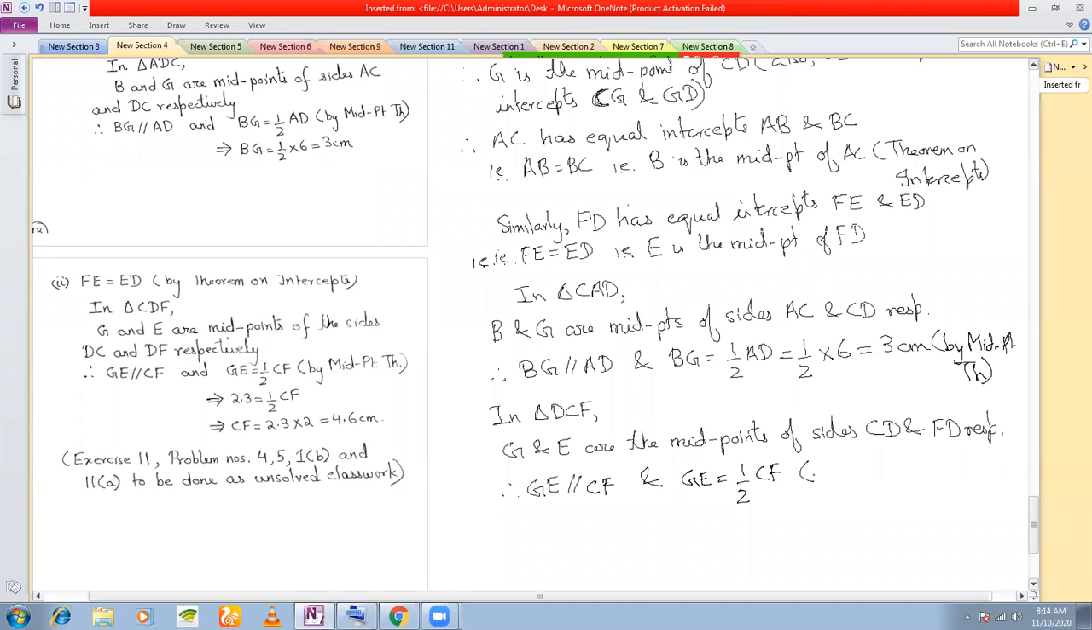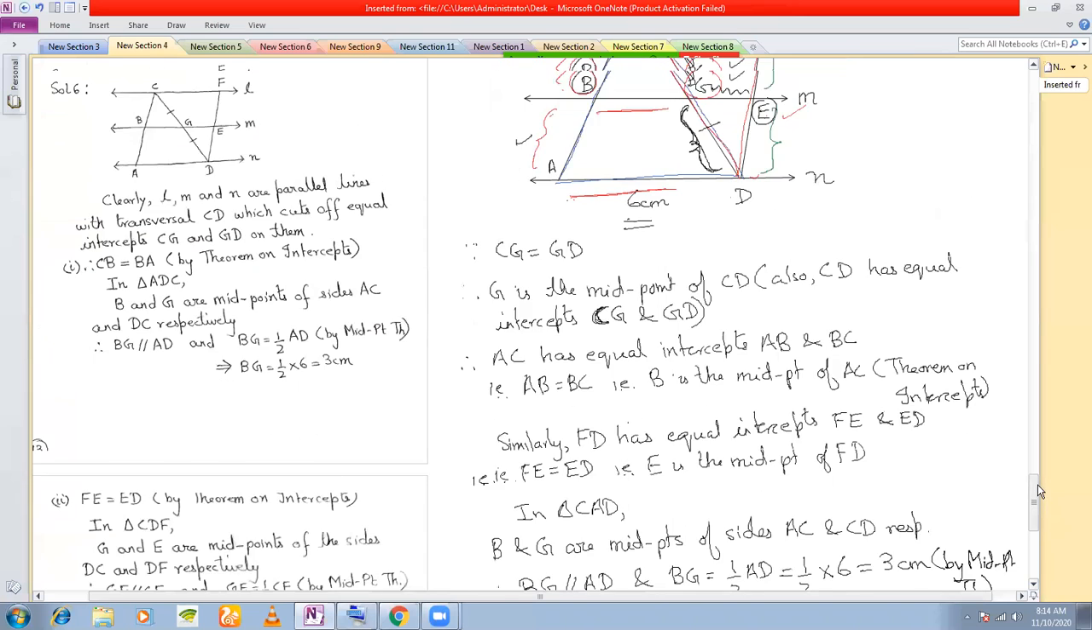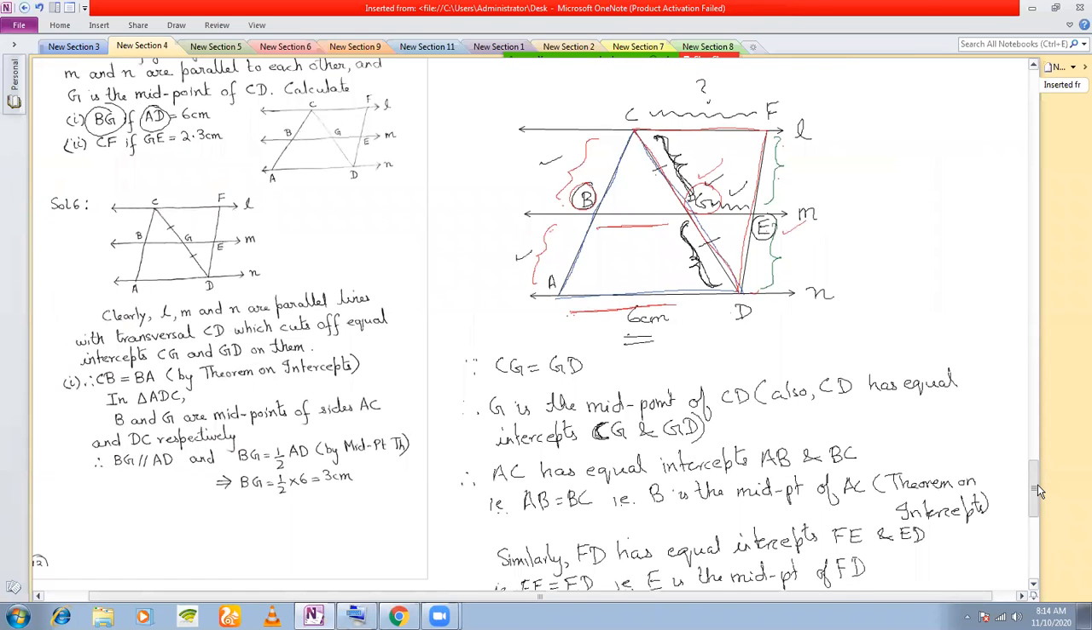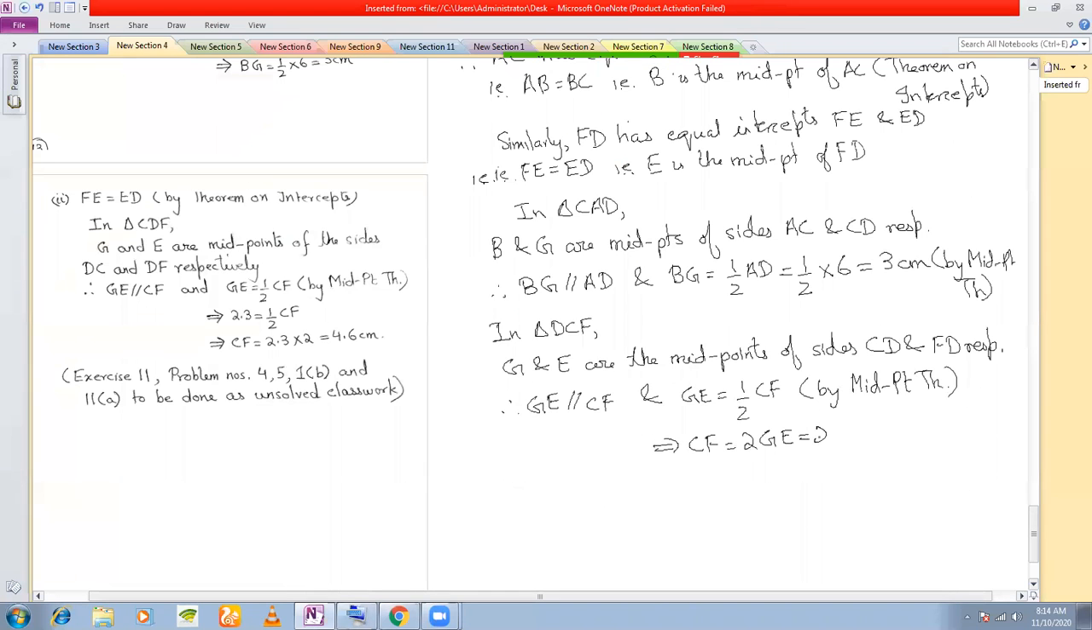So here also you'll write by midpoint theorem. So that means what can you say? You can say CF is equal to twice of EG. And what is the length of EG given here? EG is given as 2.3. Twice of 2.3 is 4.6 centimeters. Okay. So that concludes your part on midpoint theorem.